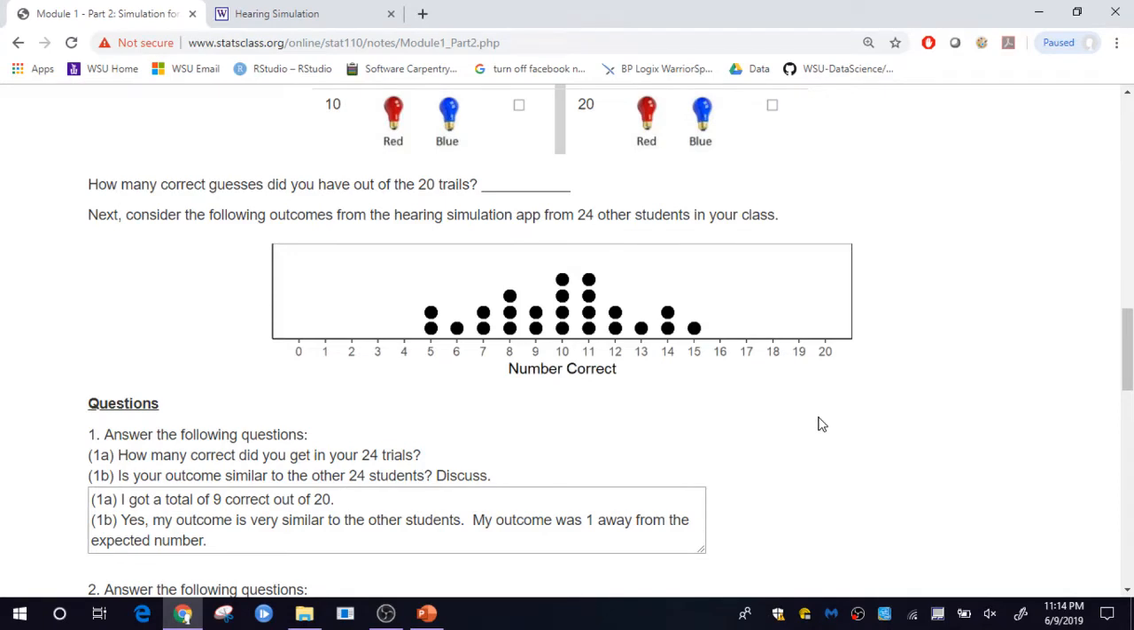We're trying to make a decision about whether or not an individual can hear, but our first step in our simulation model is to mimic deaf people. If I have a good idea of what the outcomes would be for a deaf person, then I can evaluate whether or not somebody is lying about their ability to hear.